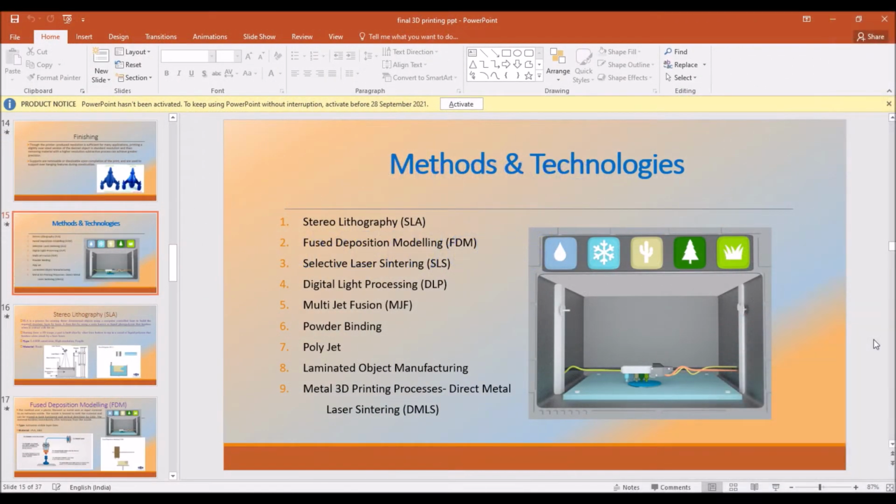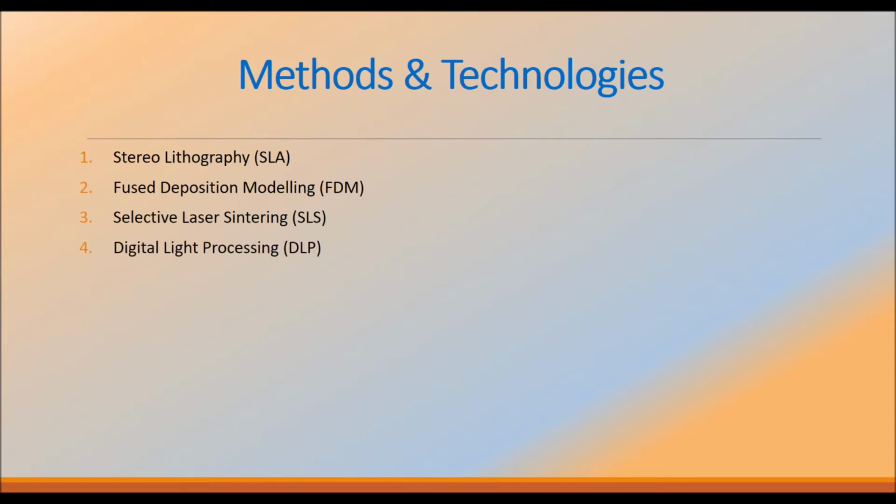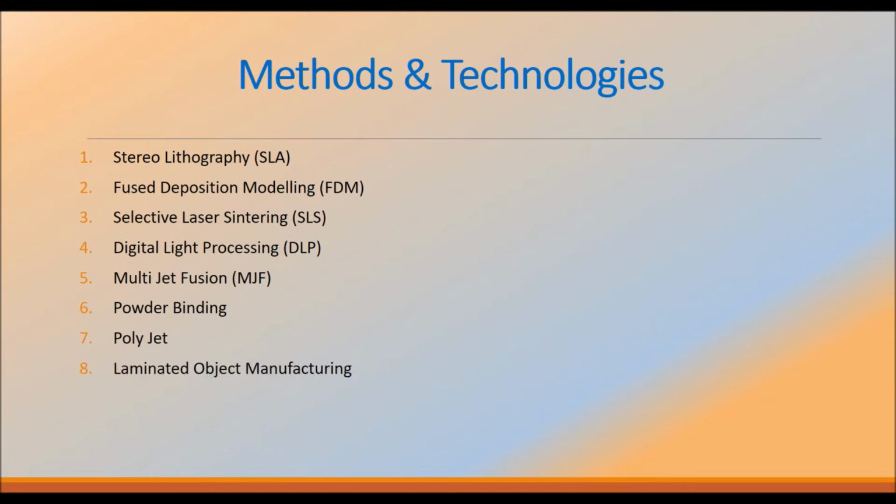Hi friends, today we are going to discuss methods and technologies in 3D printing. Coming to methods and technologies, we have different types of methods, as we already discussed in the last class. That is SLA, stereolithography, fused deposition modeling FDM, selective laser sintering SLS, digital light processing DLP, multijet fusion MJF, powder binding, PolyJet, laminated object manufacturing, and the metal 3D printing process, that is direct metal laser sintering, DMLS.